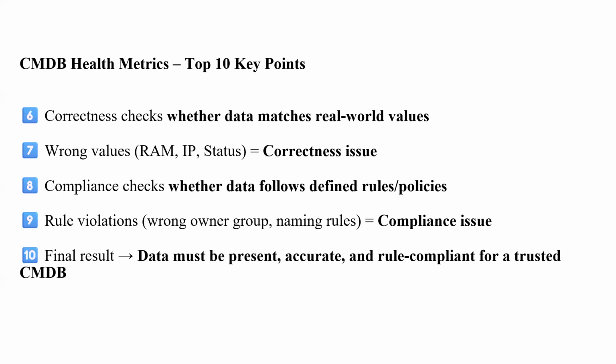Sixth one. Correctness checks whether data matches real world values. It will ensure the CMDB reflects actual infrastructure or not. For example, actual RAM is 16 GB, but CMDB shows 8 GB RAM. So 8 GB is wrong. It needs to be corrected to 16 GB. So correctness issue. As we already discussed, for the example of a school mark list, if a student actually gains 90 marks, but by mistake it is noted as 80 marks, it needs to be corrected. It's the correctness issue.